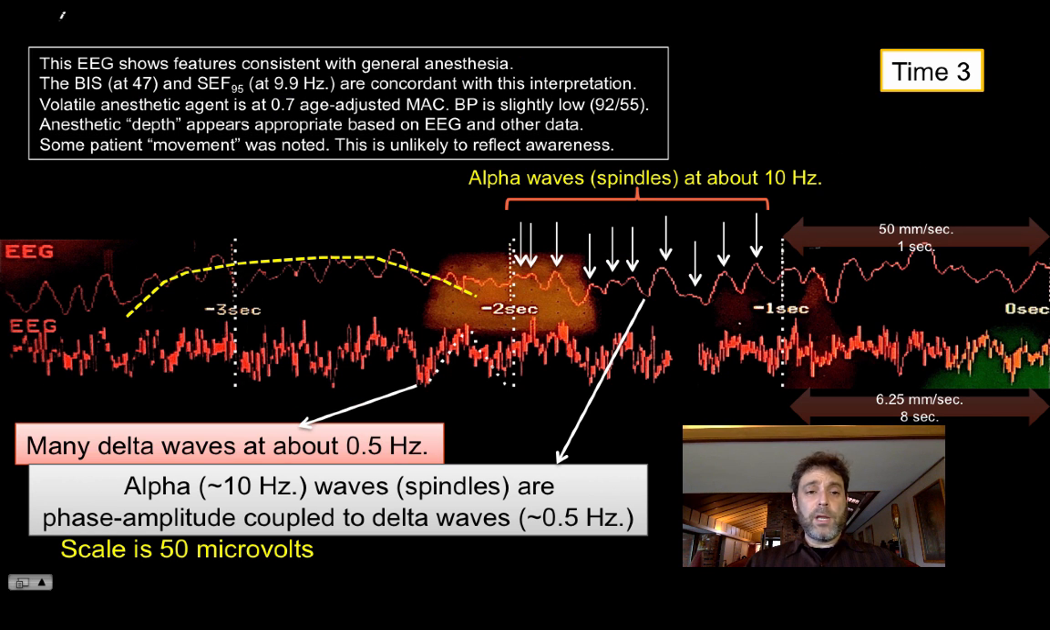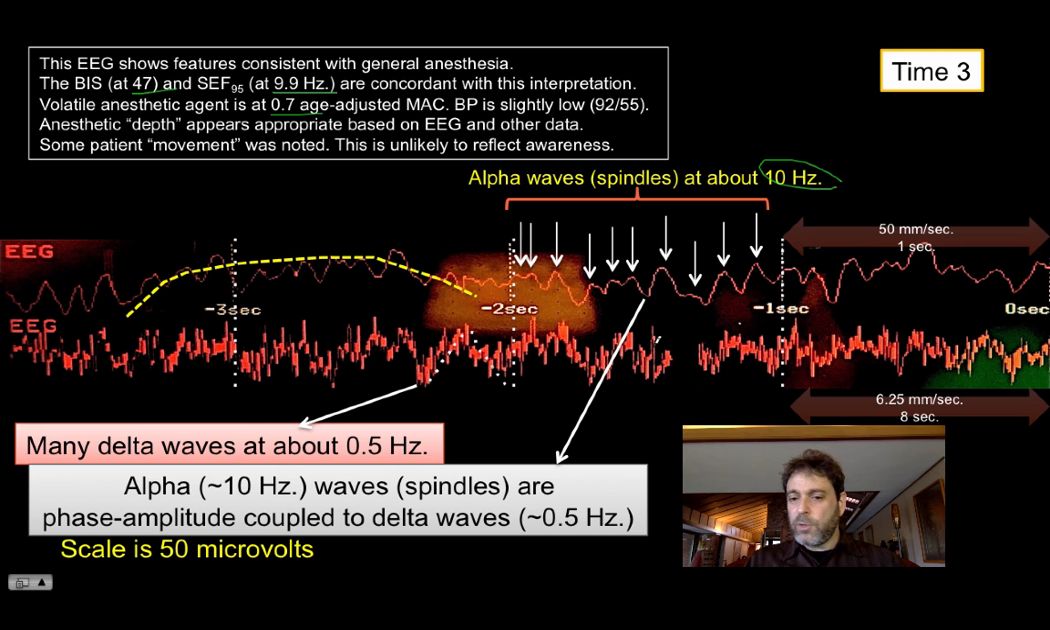At time 3, we've gone down further on the anesthetic concentration to 0.7. So let's see what's changed now. Now you can count alpha spindles, and it's 1, 2, 3, 4, 5, 6, 7, 8, 9, 10 Hertz. So they've gone up a bit to 10 Hertz. The spectral edge frequency is roughly 10 Hertz. The BIS has gone up to roughly 47.